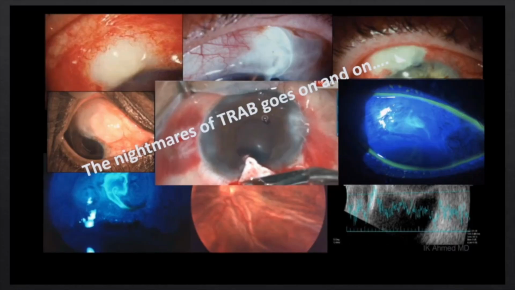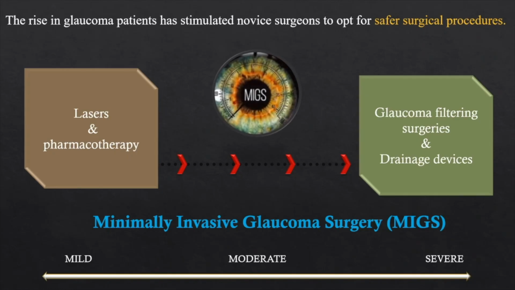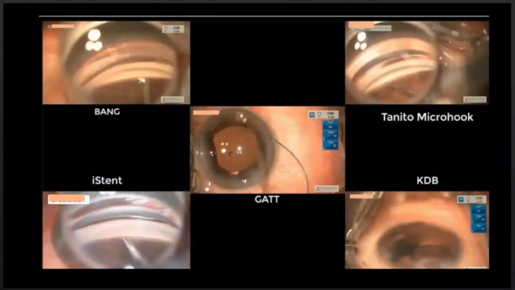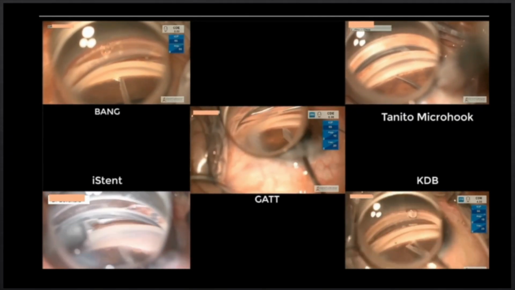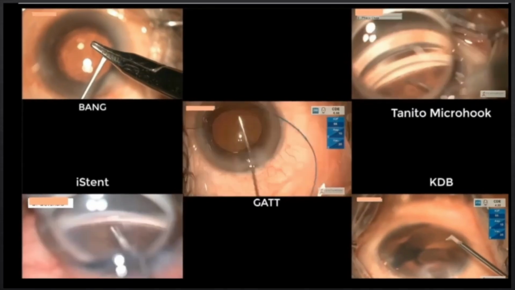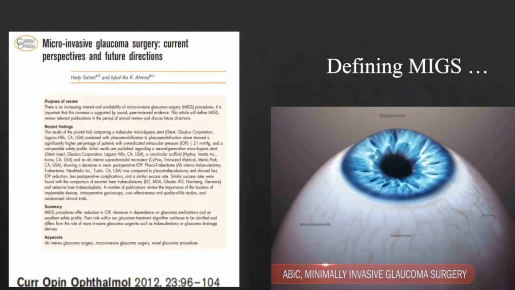The rise in glaucoma patients has stimulated novice surgeons to opt for safer surgical options. There is a therapeutic gap between lasers and pharmacotherapy and glaucoma filtering and drainage devices, filled by newer MIGS procedures. This array of minimally invasive glaucoma procedures has added more safer options to our armamentarium, out of which GATT is one of the most efficient and economic options.